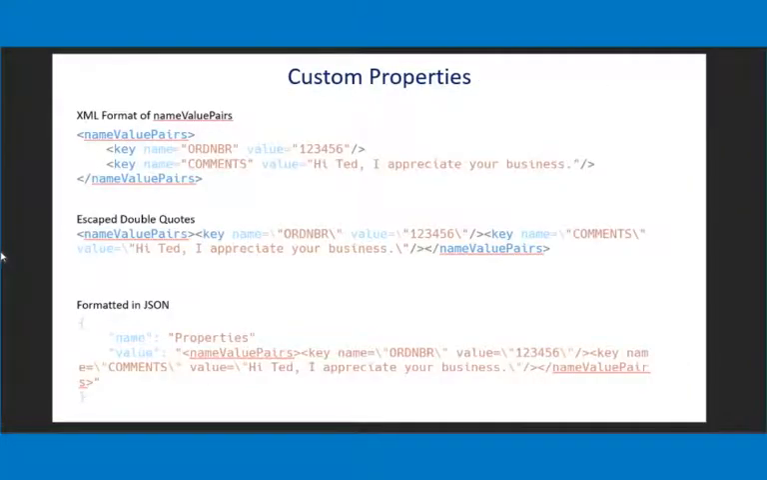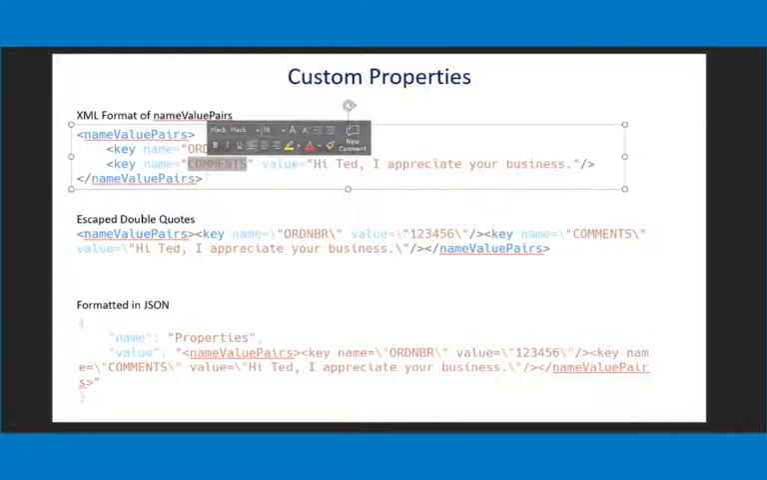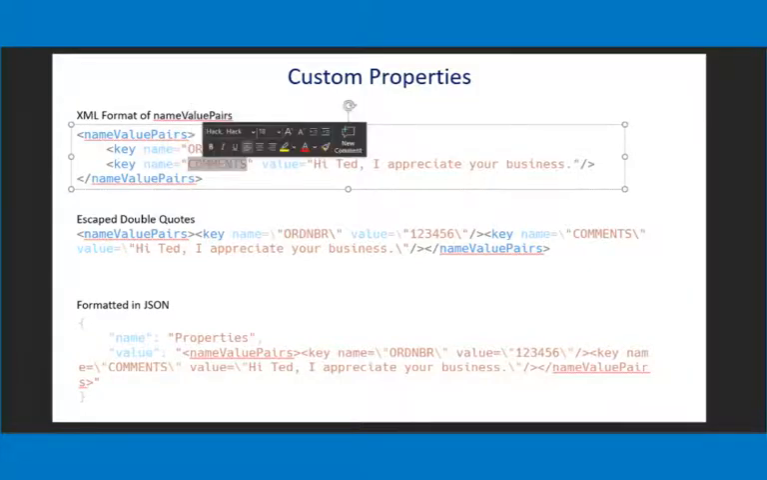So the format of these custom properties is that the properties field is formatted in XML. So it's a name-value pair type setup, where you define what property name you want. So I want to have order number and comments.